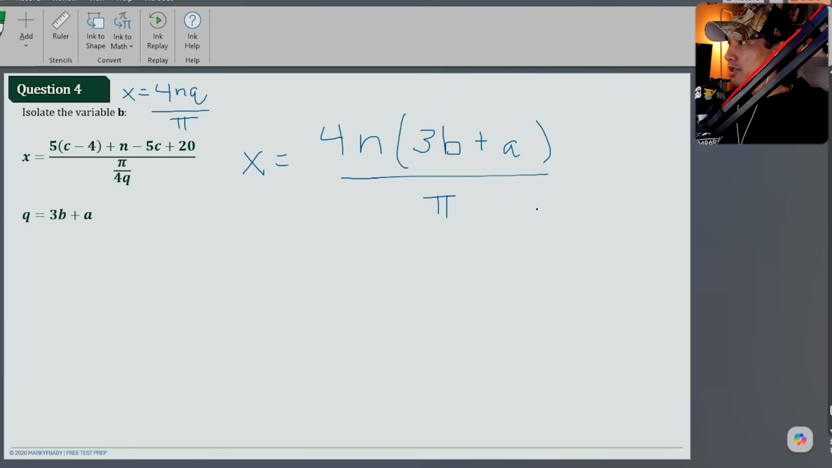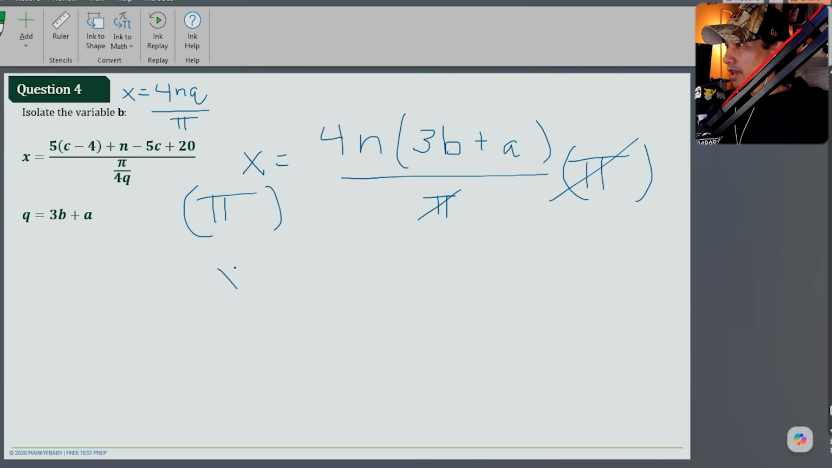So the first thing I would do is I would cancel out the denominators, okay? Do you see a pattern here? I'm getting rid of the denominators first, all the time, okay? Clear the fractions, guys. You have to clear the fractions. And then you could just do this, and then we're left with x pi equals 4n, and then 3b plus a.